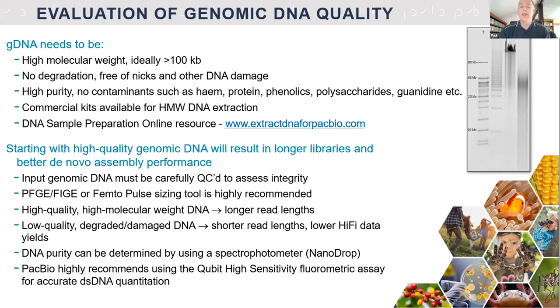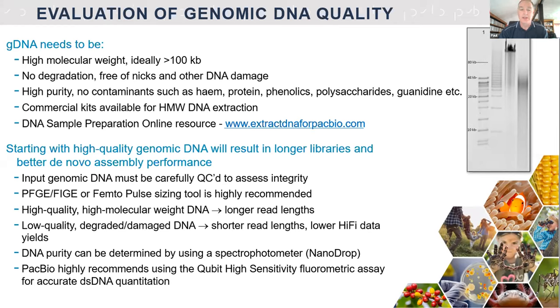You can get commercial kits specifically designed for high molecular weight DNA extraction that avoid vortexing your DNA and things like that, anything that's going to cause damage. You can help yourself by using wide-bore tips and all that, anything to try and keep your DNA high molecular weight and clean. Anybody who's looking for protocols, there's a great little website called extractdnaforpacbio.com, and it's essentially an open resource that PacBio try to keep up to date with publications from all sorts of plant, animal, bacterial and viral samples, anything that's been extracted, and the extraction method used that was best for PacBio sequencing. So that's a really good resource.